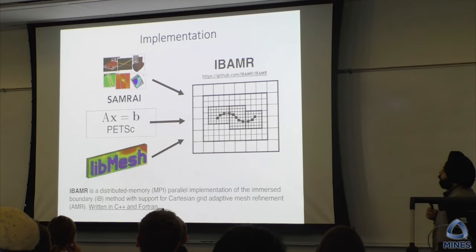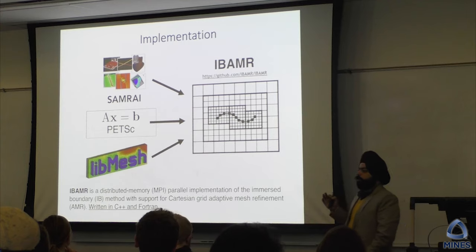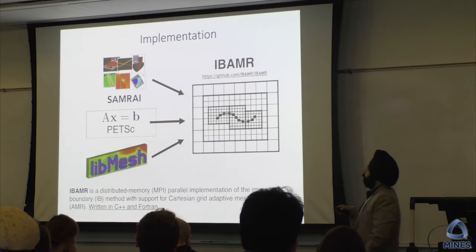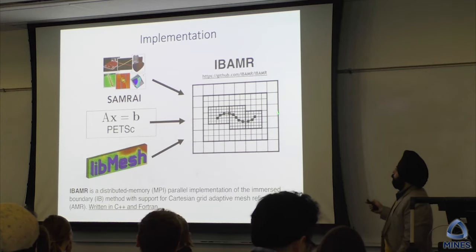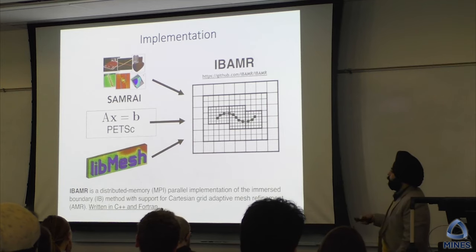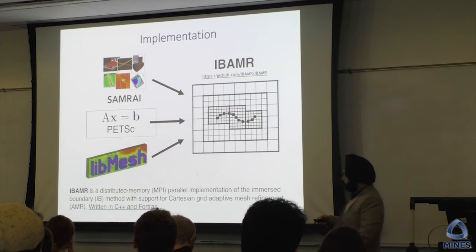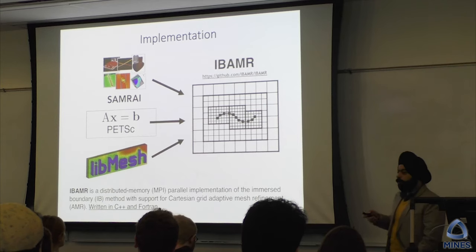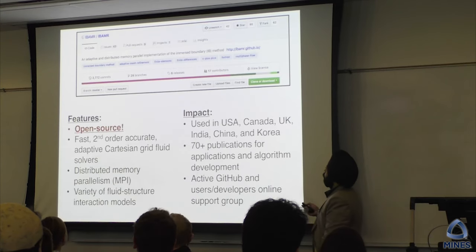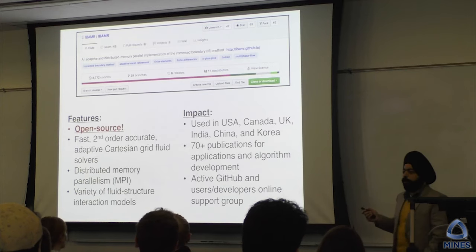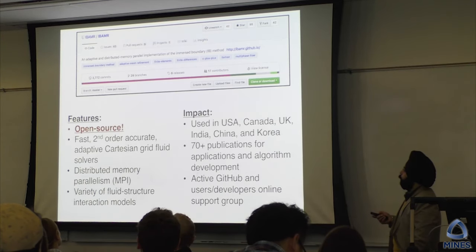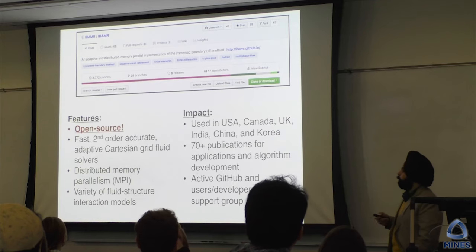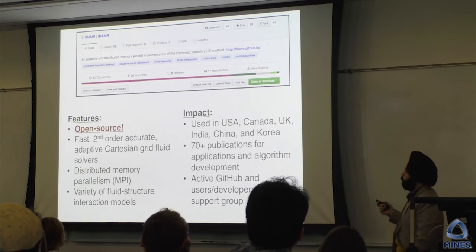Everything that I presented has been done using IBAMR. It's an open source code that relies on a lot of libraries. For AMR grids, we use SAMRAI from Lawrence Livermore National Lab. All the linear algebra is done using PETSc, and the body representation using finite elements is done using the libMesh library. It's written in C++ and Fortran, and it's available on GitHub, and a lot of folks are using this software in the US and Canada and other places. We actively support new features as required by other researchers, and I welcome you to develop with this if it is useful.